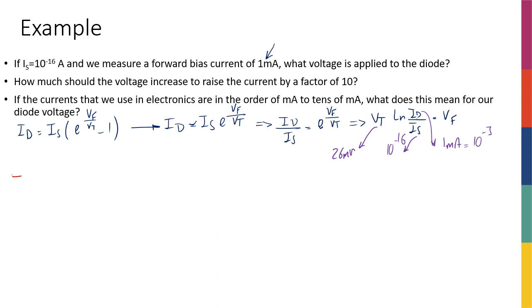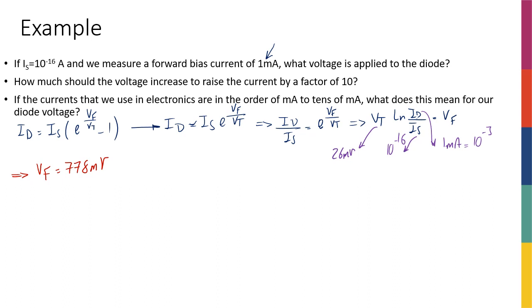If you do the math, you're going to find VF to be equal to 778 millivolts. Okay. The second part of the example is asking us how much should the voltage increase to raise the current by a factor of 10. So I want to have a current of, well, I had it at 1 milliamp, now I want to have a current of 10 milliamp. And the question is asking me what should be the new VF.